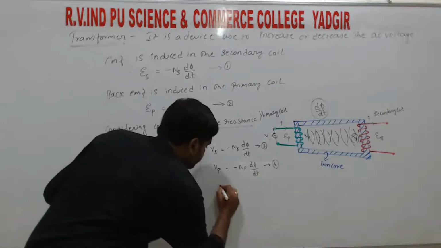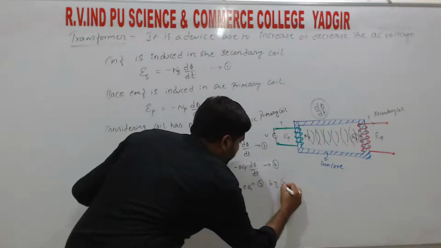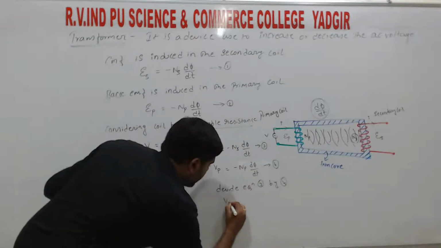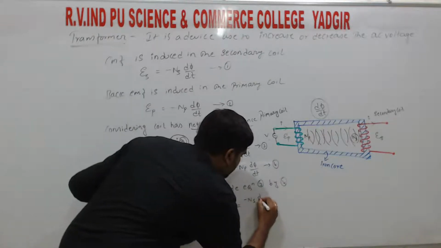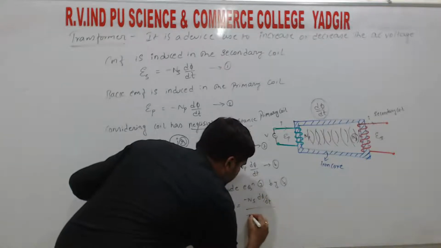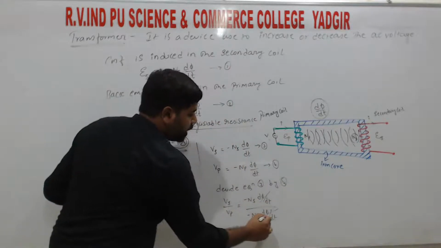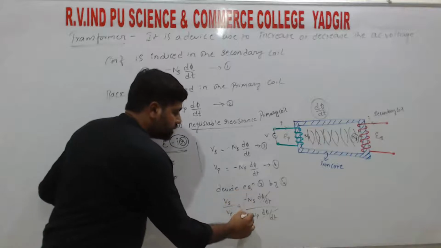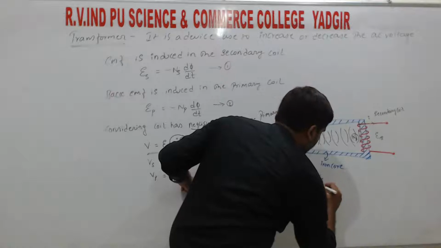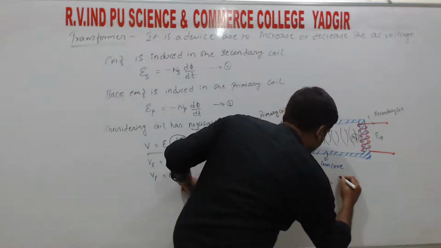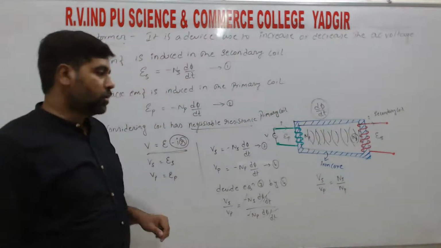Now divide equation 3 by equation 4, right? So Vs divided by Vp is equal to minus Ns d phi by dt divided by minus Np d phi by dt, right? So d phi by dt cancels, minus minus cancels, so the remaining we get is Vs by Vp equal to Ns by Np, right?